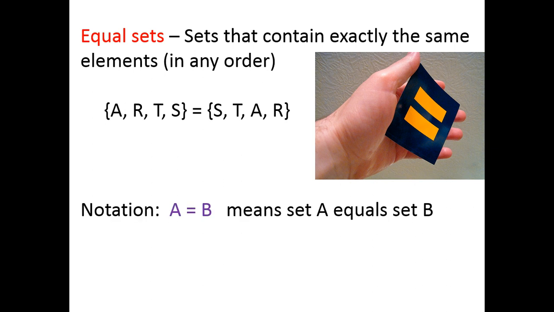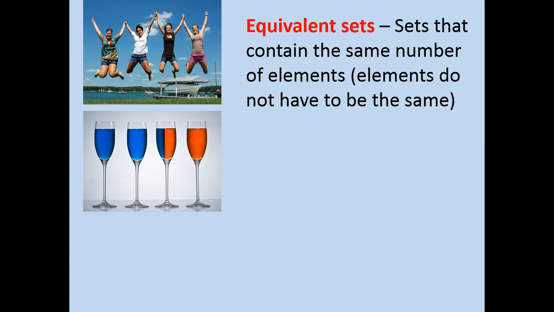Now the notation that we use for equal sets is familiar. It's an equal sign. So if we write A equals B, that means the set A and the set B are equal. They contain exactly the same elements.